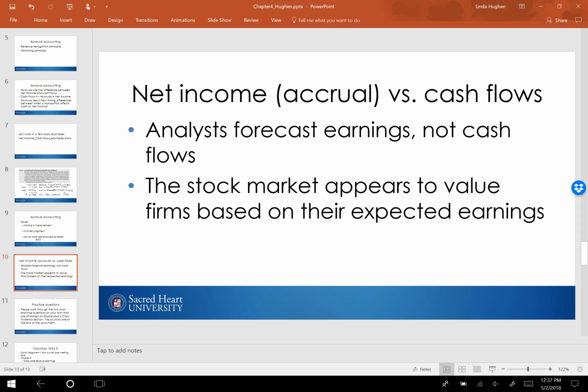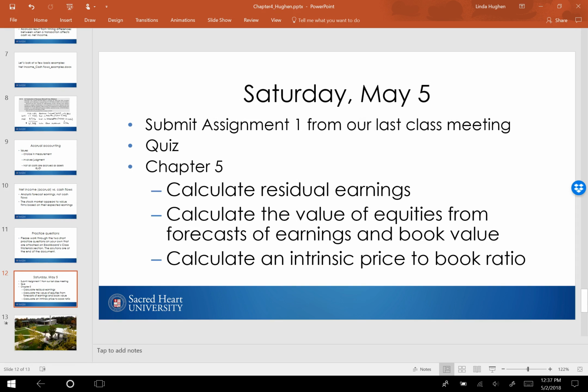So are earnings a better measure of firm value than cash flows? Well, analysts forecast earnings, not cash flows, and the stock market appears to value firms based on their expected earnings. When we meet on Saturday, May 5th, we'll discuss the concept of residual earnings, and we'll learn how to calculate the value of equities from forecasts of earnings and book value. This corresponds to Chapter 5 of the textbook.